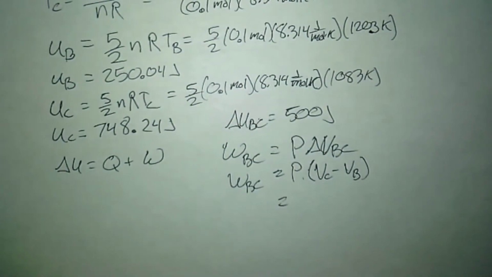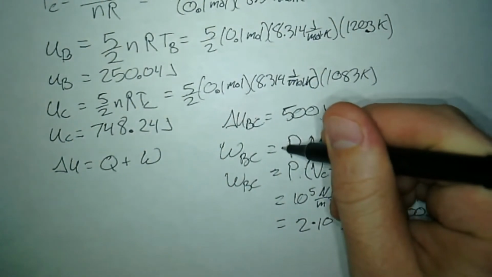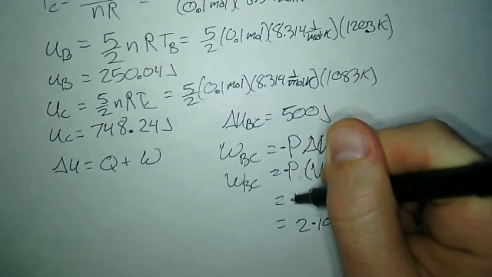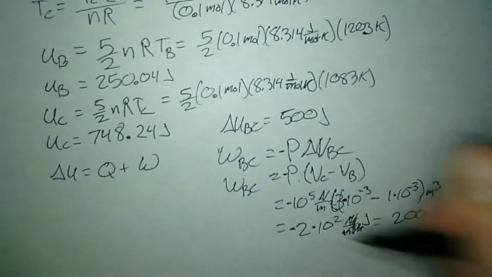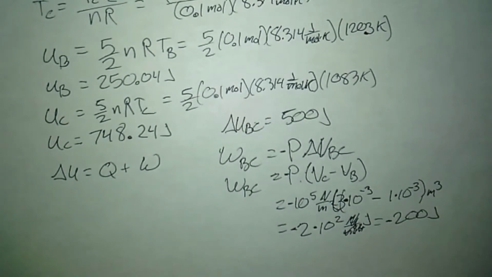I'm going to pause it, and I'll get back with an answer. So just plugging in numbers, we find that the work done is 200 joules. This is the work done by the gas, right? Because the gas is losing this much work. So I guess I'm supposed to actually have this formula with a minus sign here. So this is going to be minus 200 joules, because that's work done on the gas.